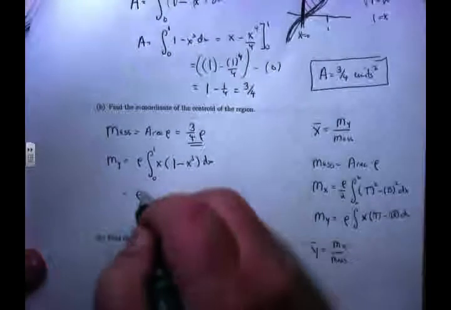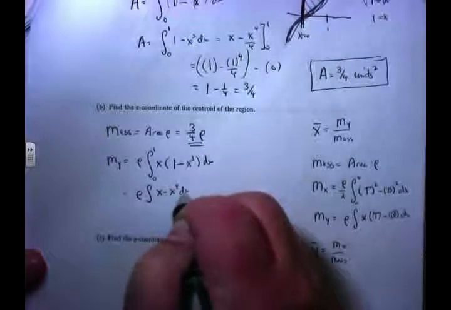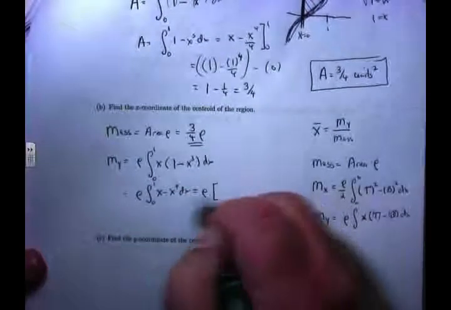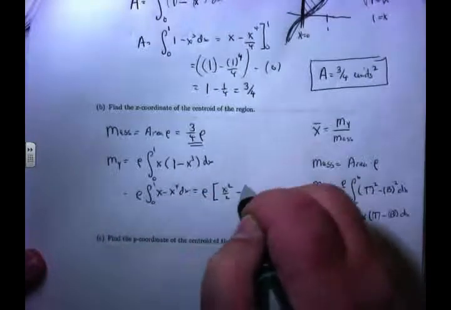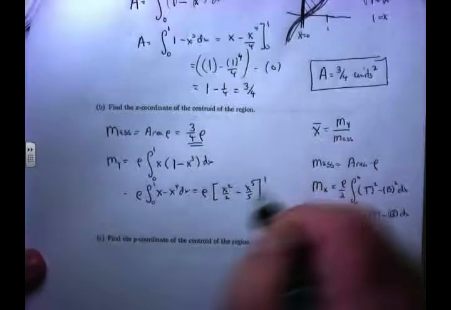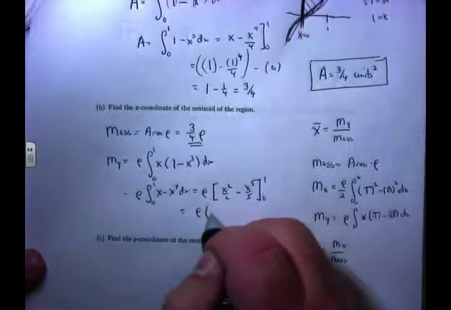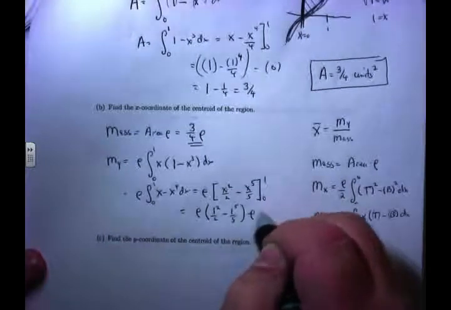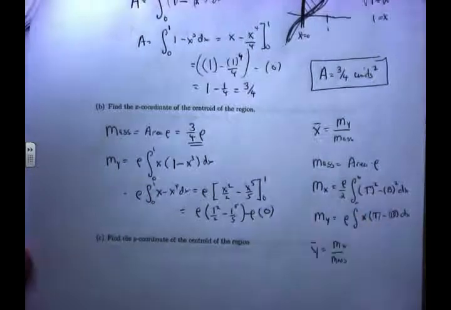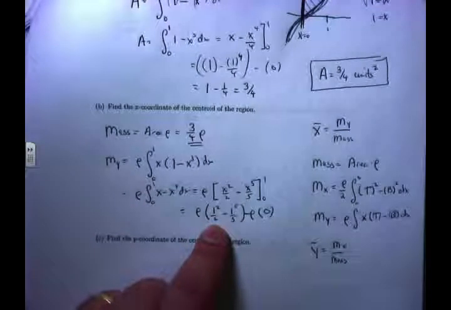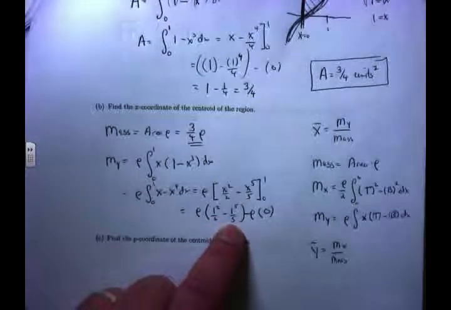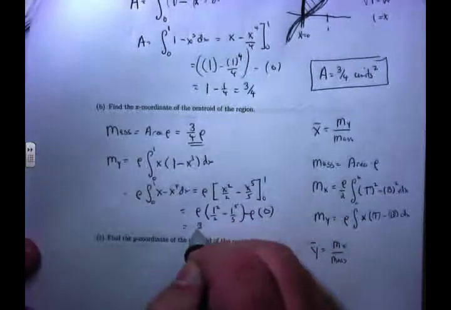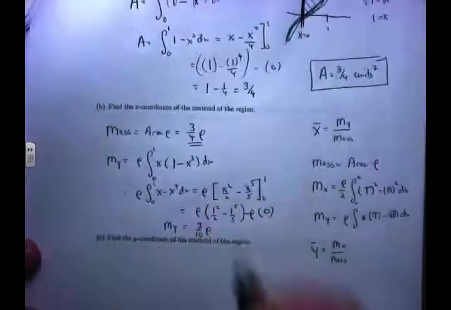Show your work. This is rho times the integral of x minus x to the fourth dx from 0 to 1, which is equal to rho times the integral of x, which is x squared over 2, minus x to the fifth over 5 evaluated from 0 to 1, which is equal to rho times 1 squared over 2 minus 1 to the 5th over 5, minus rho times, you plug in 0, you pretty much get 0. Well, 1 squared is 1 divided by 2 is 1 half, so this is 1 half minus 1 fifth, and 1 half minus 1 fifth is 3 tenths. So this is 3 tenths rho, the moment about the y.